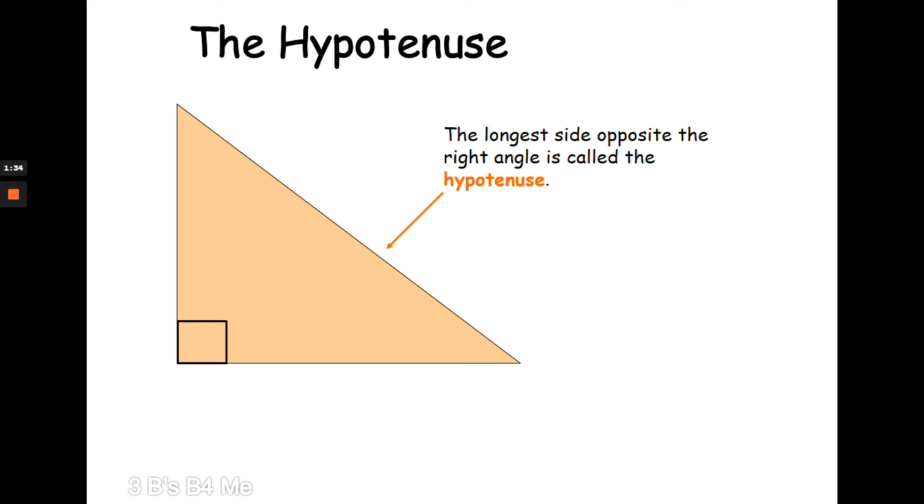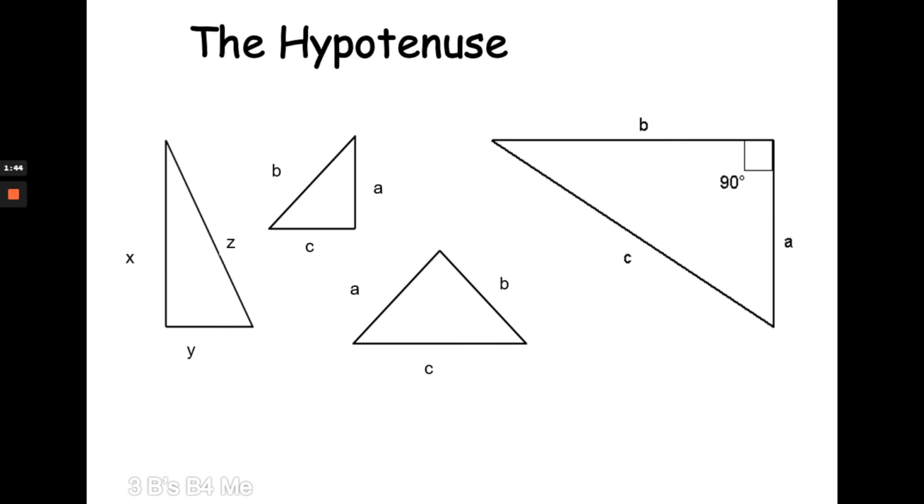Now this is something you have to remember. As long as you can remember it's opposite the right angle, as long as you can find the right angle, you'll always be able to find the hypotenuse. So if you just pause the screen for 3-4 minutes, I want you to try and find the hypotenuse on those triangles.